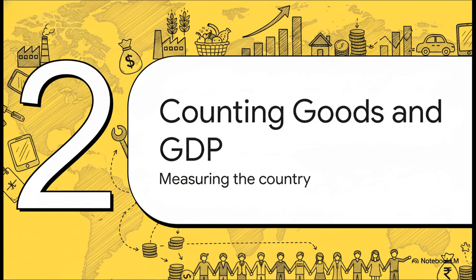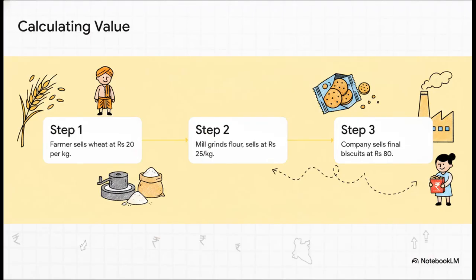Moving right along to Section 2, counting goods and GDP. With millions of different activities going on, how do we possibly measure how big an entire country's economy actually is? The trick economists use is that they absolutely don't count everything.